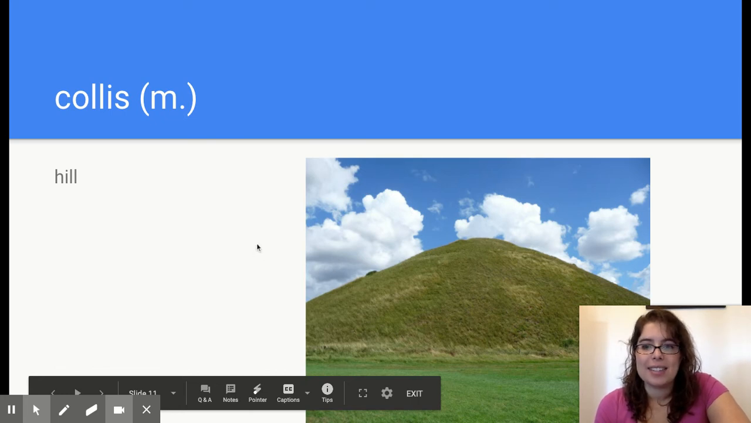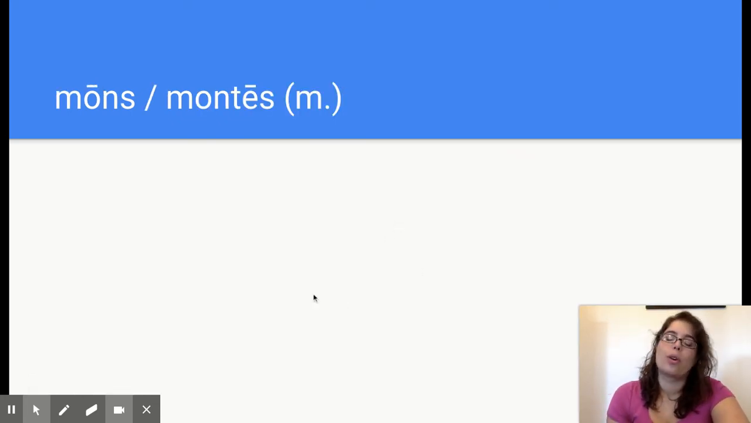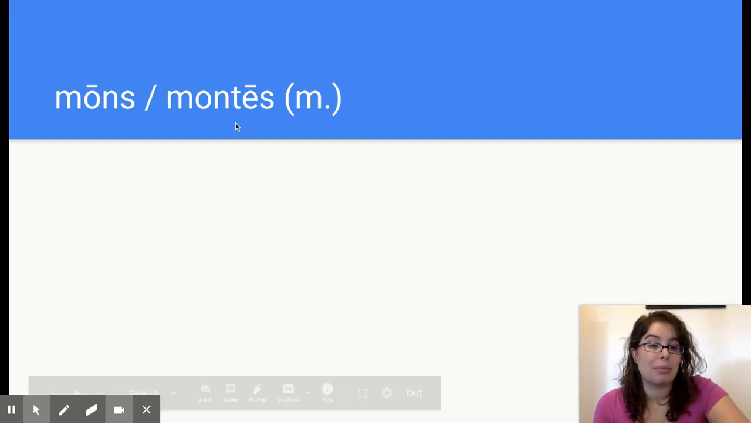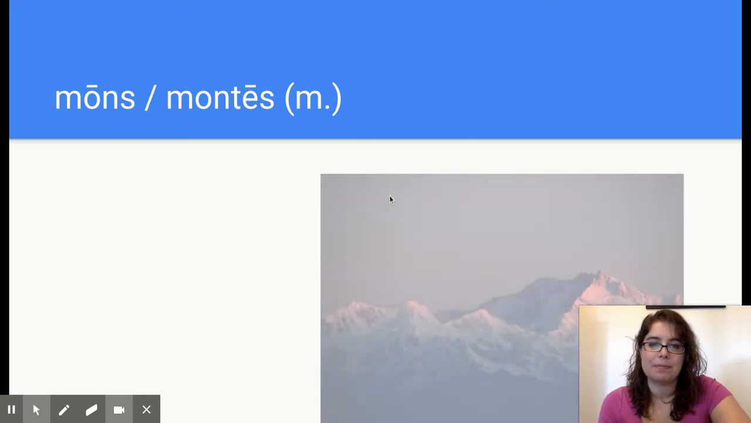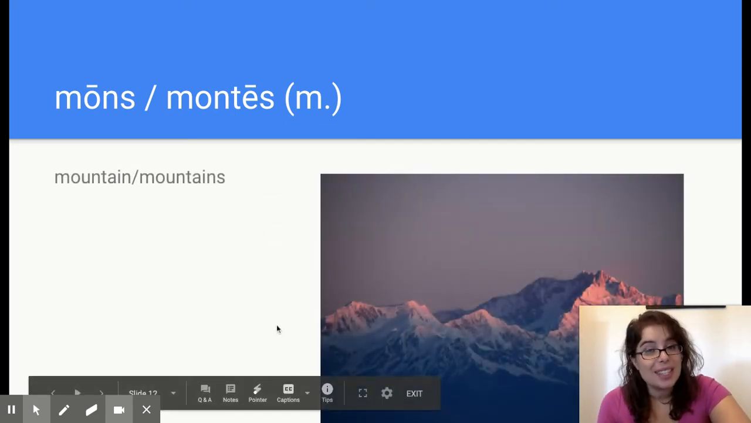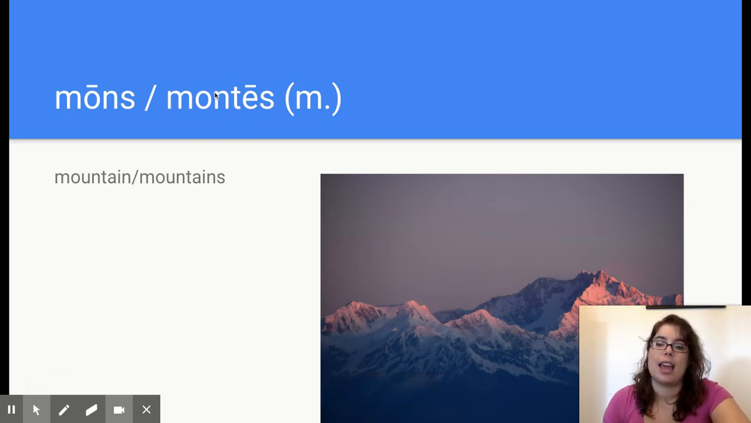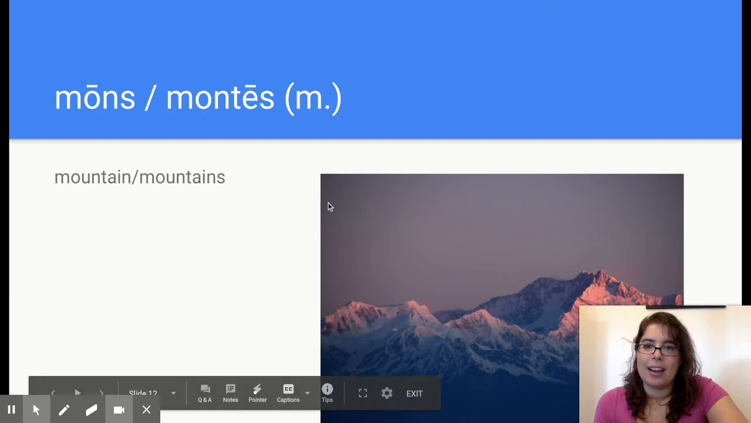And next we have mons or montes. Mons or montes, again, a singular and a plural form. This one is masculine. This is our Latin word for mountain or mountains. And in this plural form, you can see that montes, right? That T there after the N, that is related to our word for mountain. So montes is mountains. So hopefully you can remember that. Mons is mountain, montes, mountains, plural.